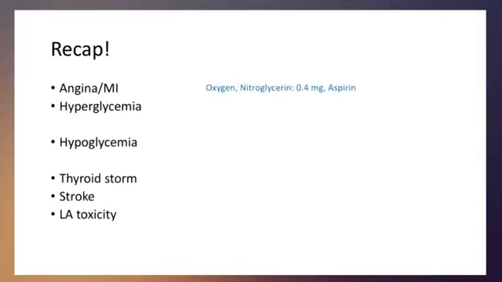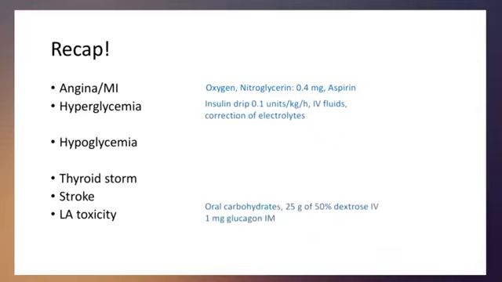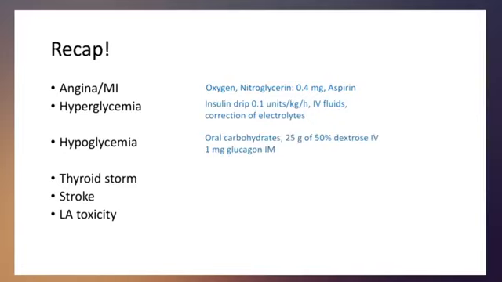Angina and myocardial infarction follow the ONAM protocol: oxygen, nitroglycerin, aspirin, morphine. Hyperglycemia is treated with an insulin drip. Hypoglycemia is treated with any oral carbohydrates like oral tablets or orange juice, or dextrose IV, or IM 1 milligram glucagon.